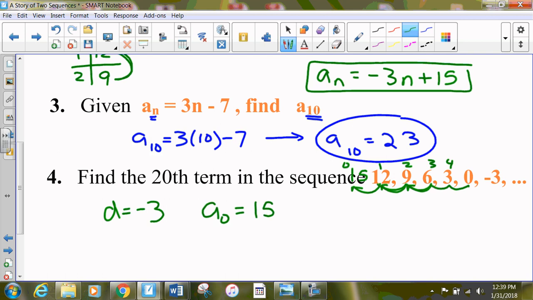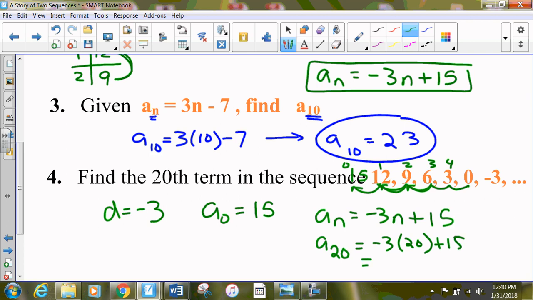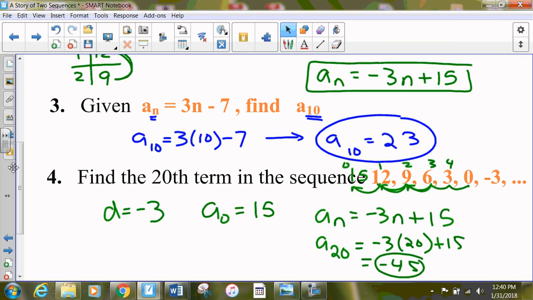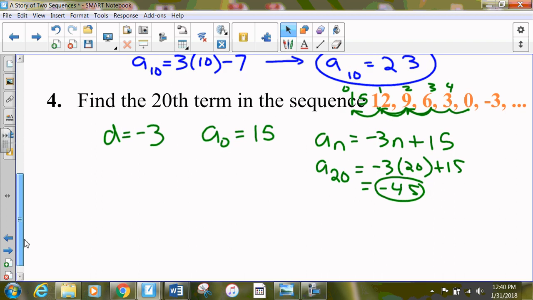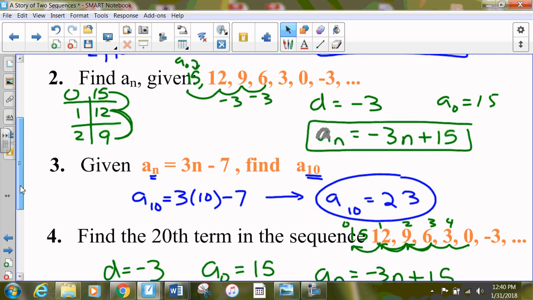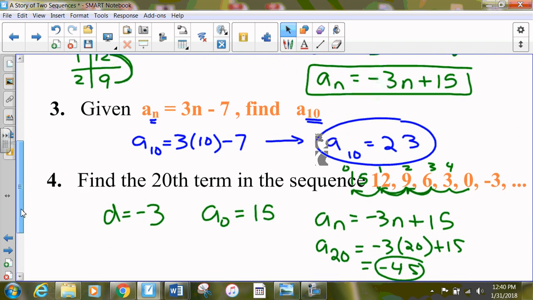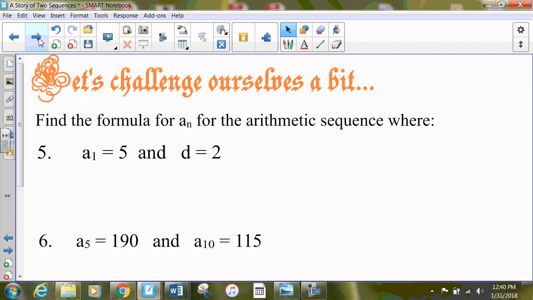So we're going to put that together, and here's the nth term definition, right? And now it's asking us to find the 20th term. So that means a sub 20, the 20th term, is, drum roll, going to be what? -60 plus 15 is going to give us -45. So far we've used our info to write the nth term definition of a sequence, and we used it to find certain term numbers.